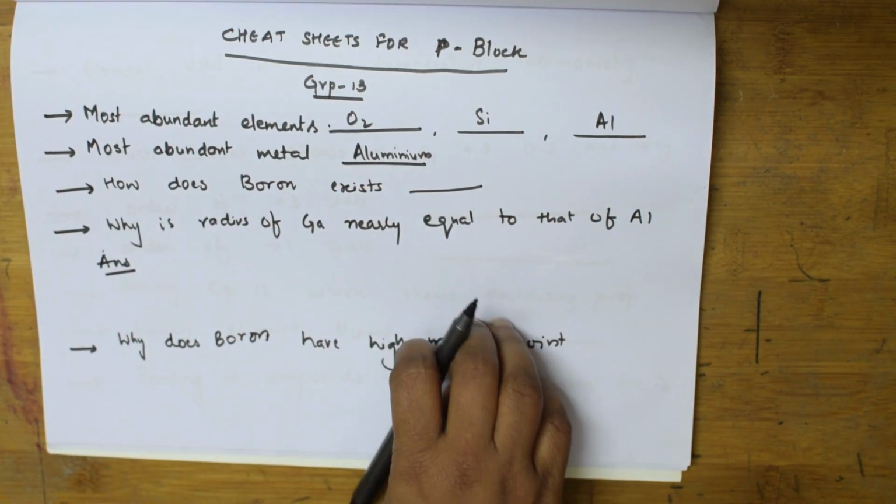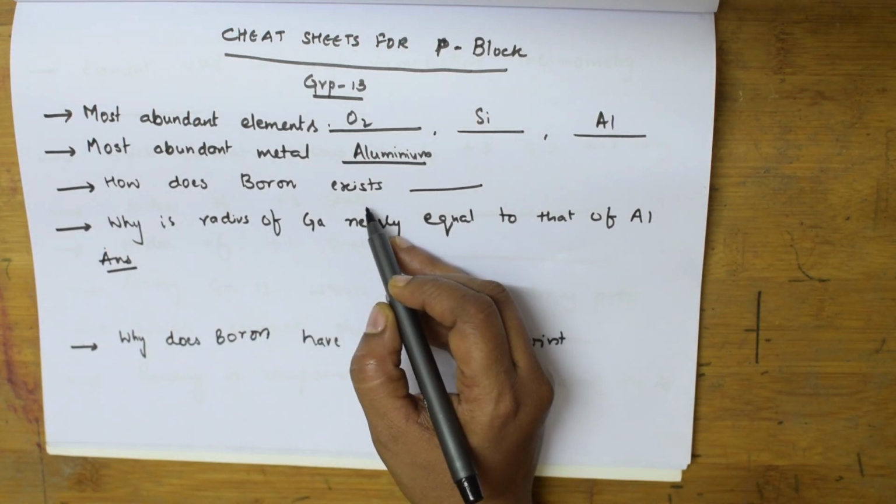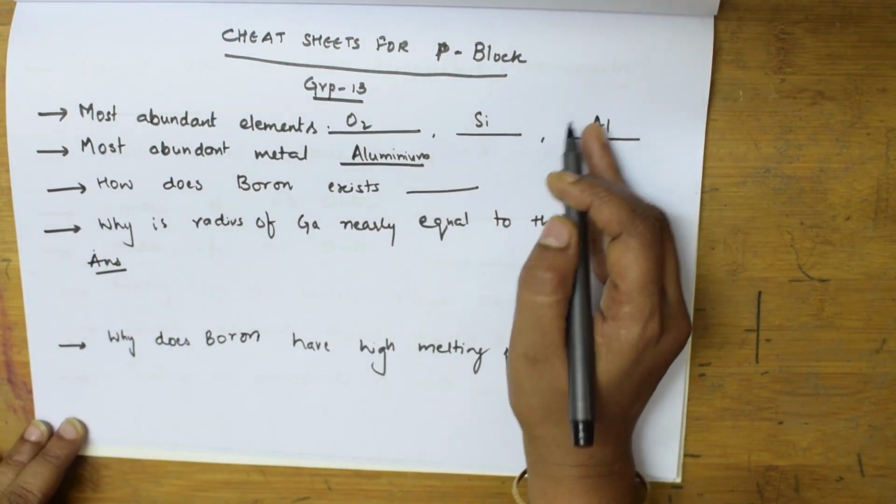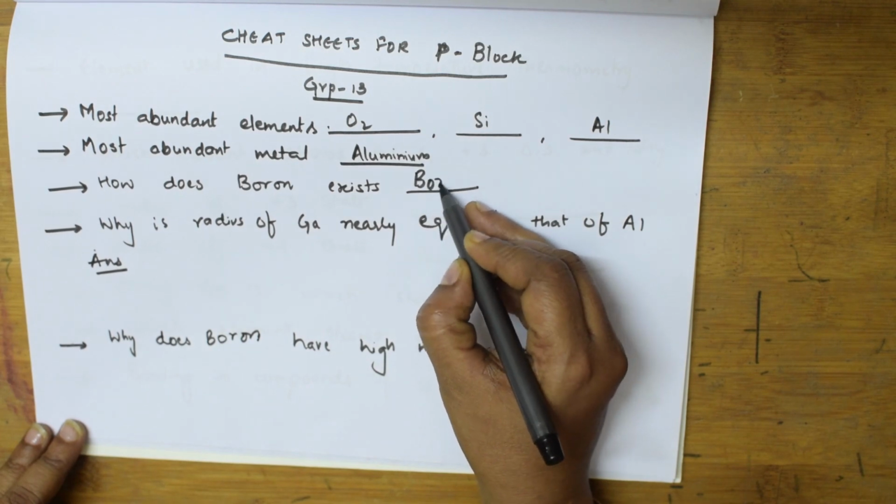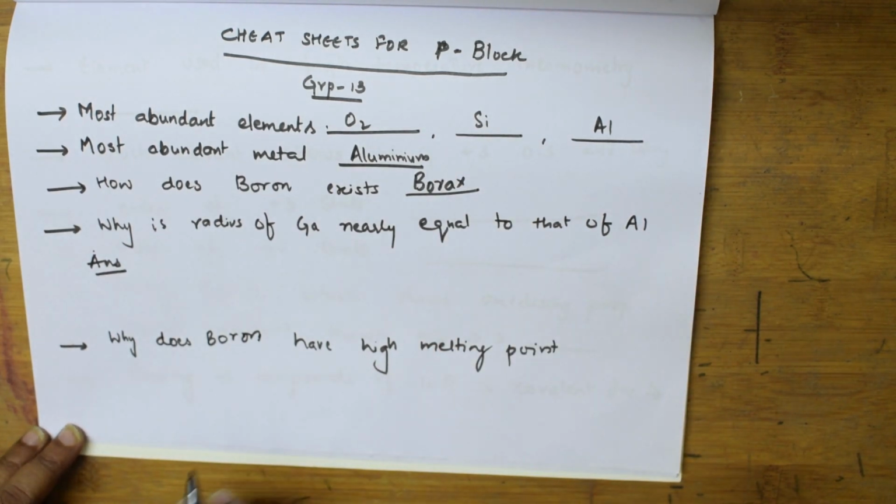Right. Next question. How does boron exist? Basically, boron in nature, how does it exist? It exists in the form of borax. So remember this option. Next question.